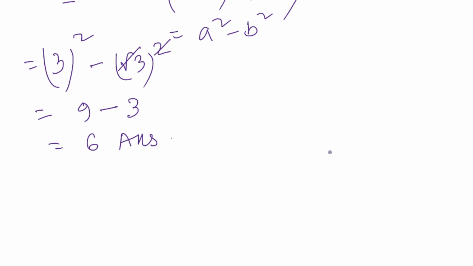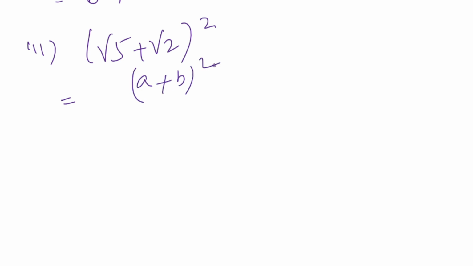Okay, let's do question number 3. Same example, but question number 3, and the question is this one. Root 5 plus root 2, whole thing square. So this is the same formula: a plus b whole thing square equals a square plus 2ab plus b square, as we know this formula. This is my a, root 5 is my a, this is my b. So according to the formula, a square, I'll write a square.